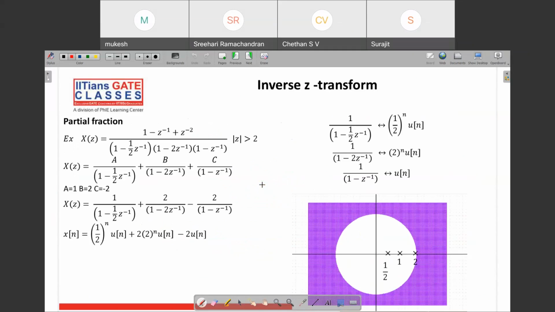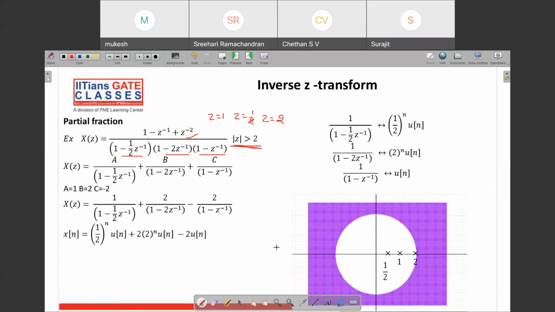Now we will go through the inverse Z transform. Just like the Laplace transform, we will use partial fractions and some already known Z transforms to calculate the inverse Z transform. So let's say we have a signal which looks like this. If you see, it has multiple zeros and multiple poles. It has a pole located at z equal to 1, a pole at z equal to 1 by 2, and a pole at z equal to 2. Here the ROC is given as mod of z greater than 2.